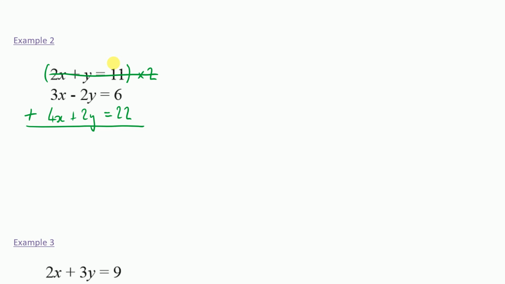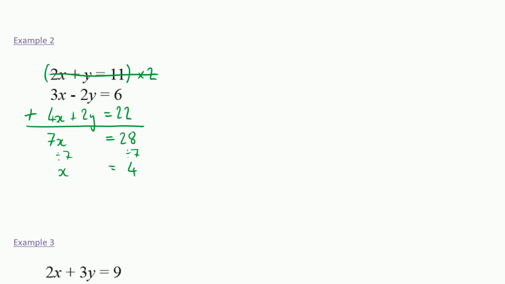3x plus 4x makes 7x. Minus 2y plus 2y makes nada. 6 plus 22 is 28. Now I can solve this equation, divide by 7, and find out that x must be equal to 4.